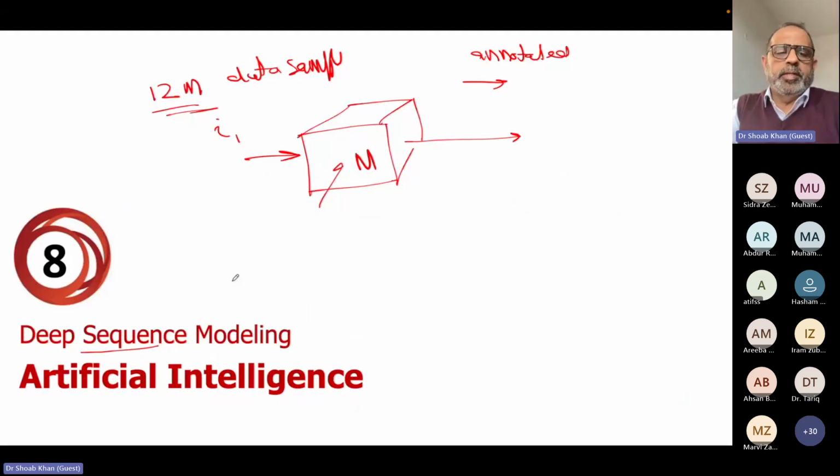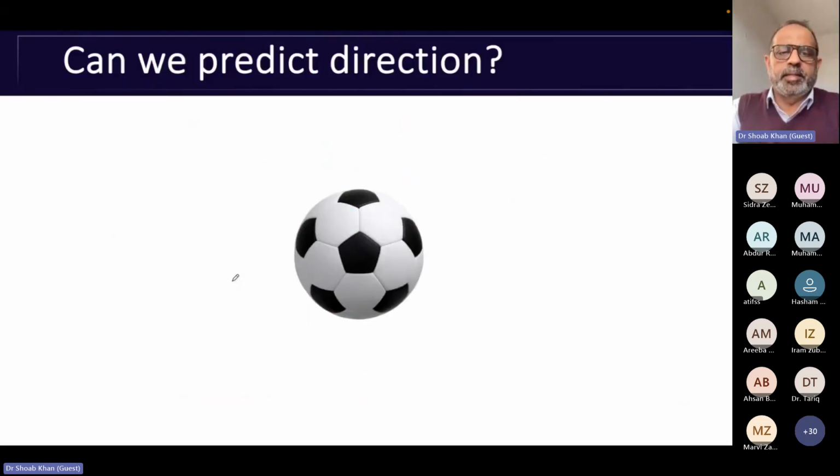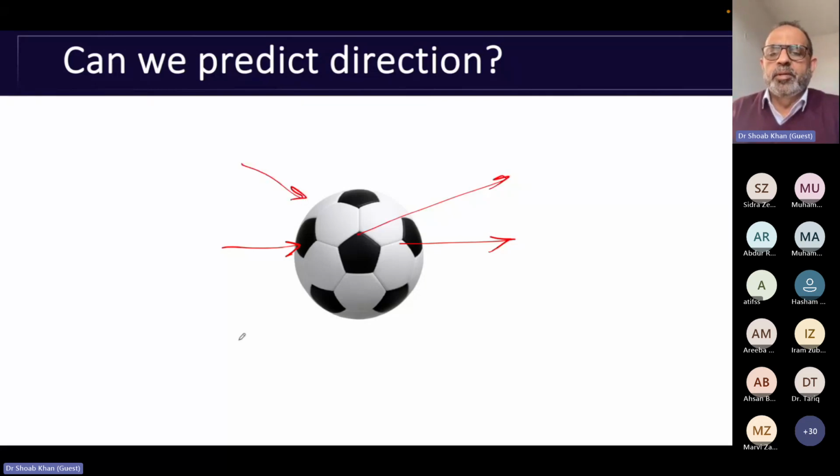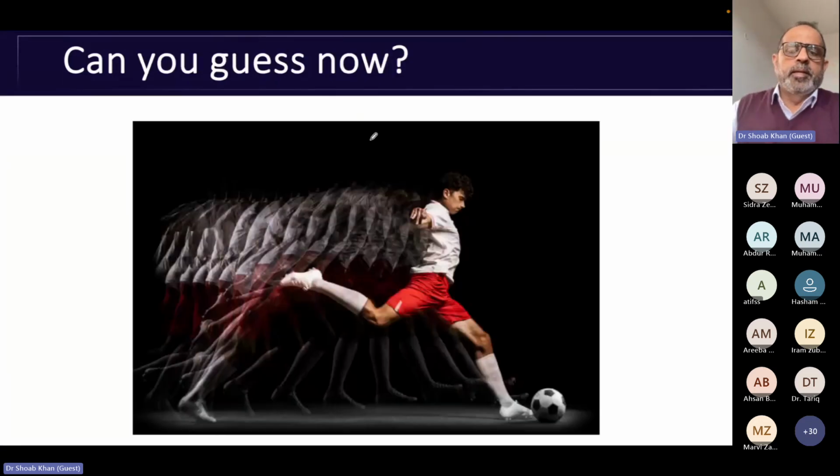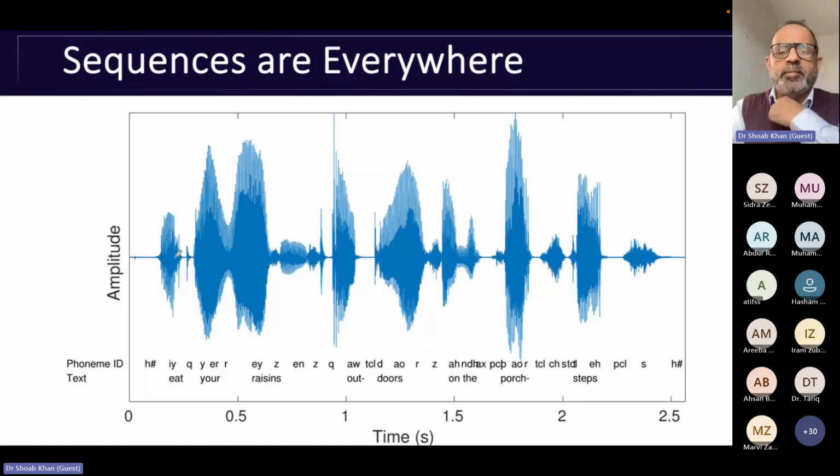Okay. So this is called deep sequence modeling, and we'll just start today, and then we'll spend more time on this. If you have a picture, for example, and you want to predict the direction where this ball will go, you cannot, because you have only one frame. One frame would not tell you where this thing is going. But if you have multiple previous frames, then you know where this thing is going to go, and you can guess if you have a sequence of things happening. And those sequences are very important.